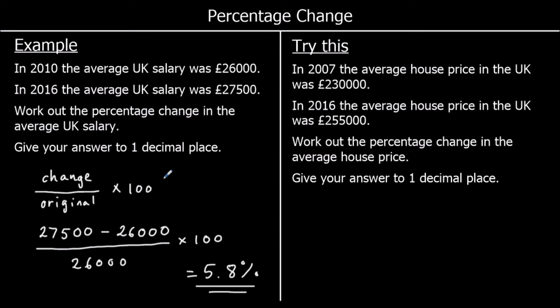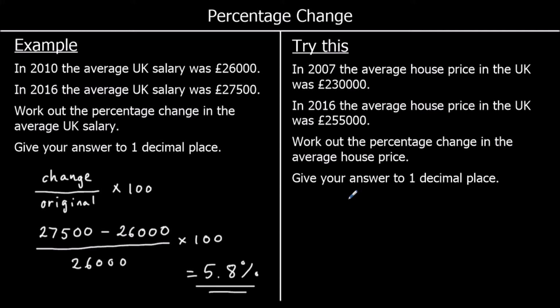So here's a question for you to try. Pause the video, give it a go, and press play when you're ready for the answer. Okay, so in 2007, the average house price in the UK was £230,000. In 2016, the average house price in the UK was £255,000. Work out the percentage change in the average house price. Again, give your answer to one decimal place.